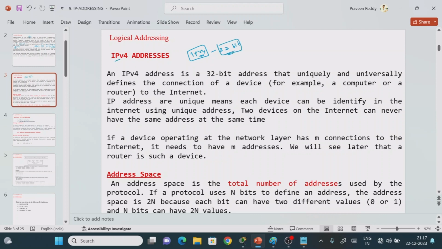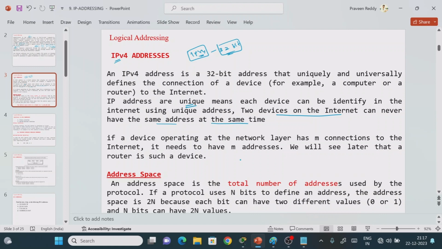If you want to communicate from one device to another device, that means in the world each and every device will be identified by its own unique identification mechanism. That is what we call IP addressing. No two devices should have the same address, right? Two devices on the network can never have the same address at the same time.